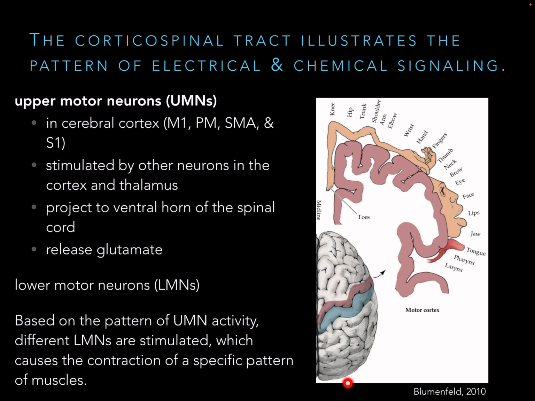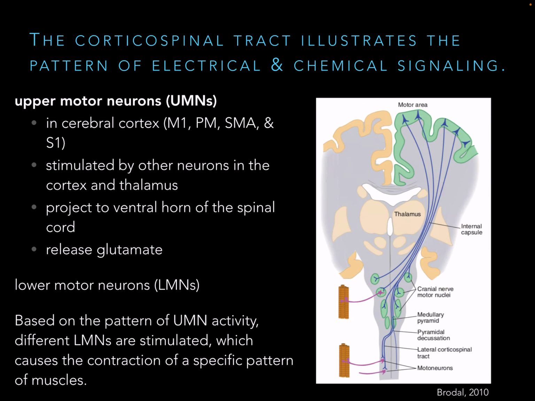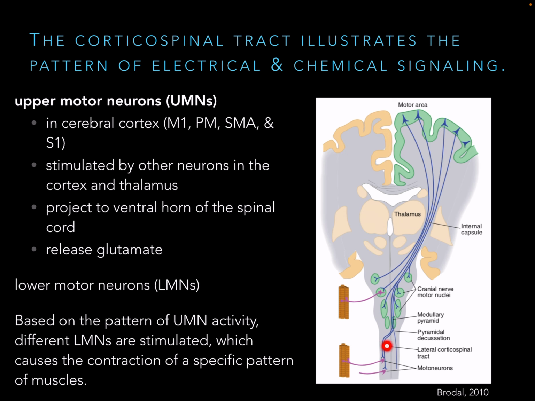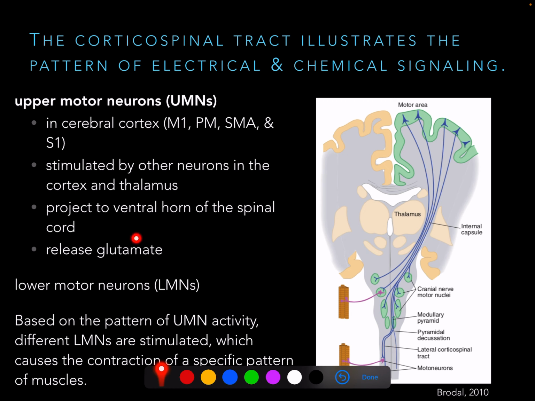So here's our big wrinkly brain over here. If we look at a coronal section through it, you'll notice some upper motor neurons map to the lower limb, the upper limb, the face. There's a map. Those neurons project from the cortex on down into the brainstem to control the face and the spinal cord to control the body. What they're going to do there is release glutamate to stimulate the lower motor neuron.